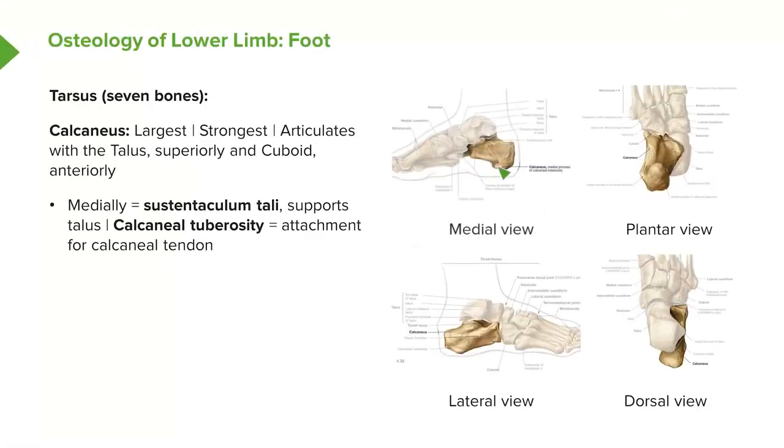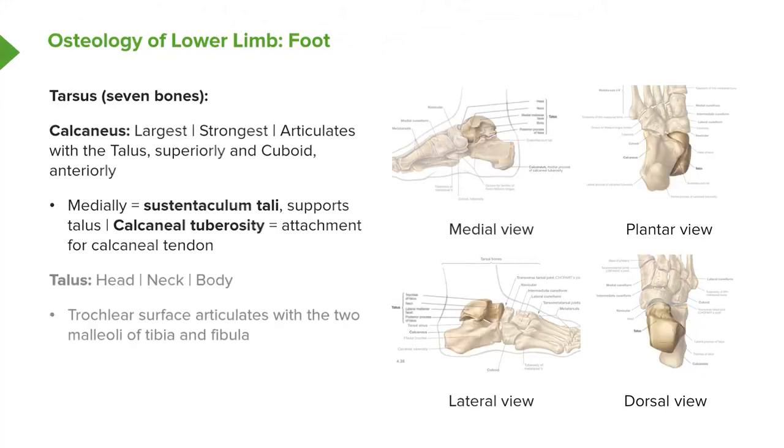We also have the calcaneal tuberosity. We can see that here, this large inferior bulge, the calcaneal tuberosity, and that's an important attachment site for the calcaneal tendon. So now if we look at the talus, then that sits superior to the calcaneus, and we have a head, we have a neck, and we have a body.